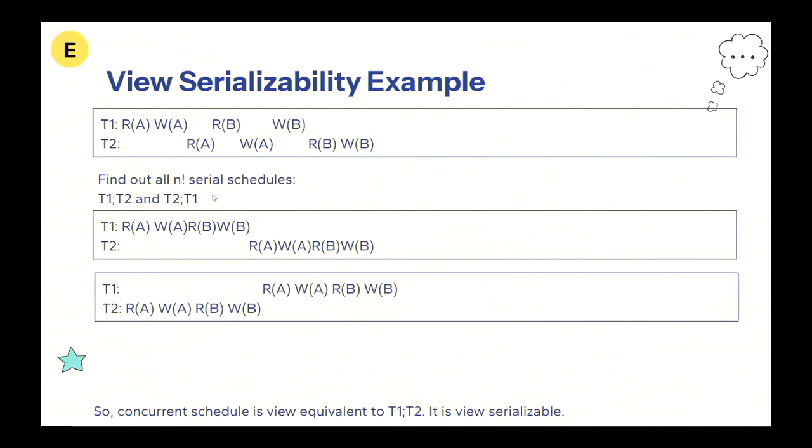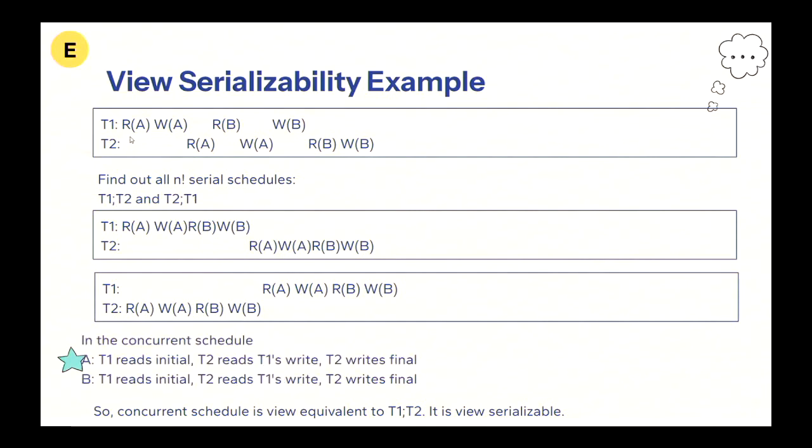So let's go through and see if one of them is view equivalent to the original concurrent schedule. And how do we check that? Remember there are 3 things we need to check: the initial reader, the final writer, and the read and write sequences in between. So in the concurrent schedule, let's go through this check for every shared data item. For A, T1 performs the initial read, T2 performs the final write, and T2 is reading from the write of T1. For B, T1 is doing the initial read, T2 is doing the final write, and T2 is reading the write result of T1. This is in the concurrent schedule.